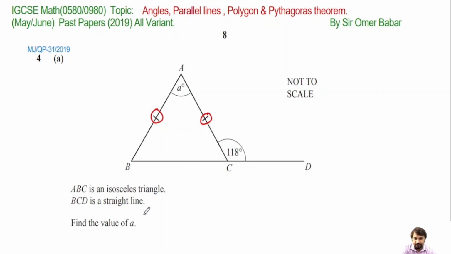Find the value of A. We need to calculate this A. And how can we do that? Because of this information. This information says that these two angles are equal. The base angles in an isosceles triangle are equal.